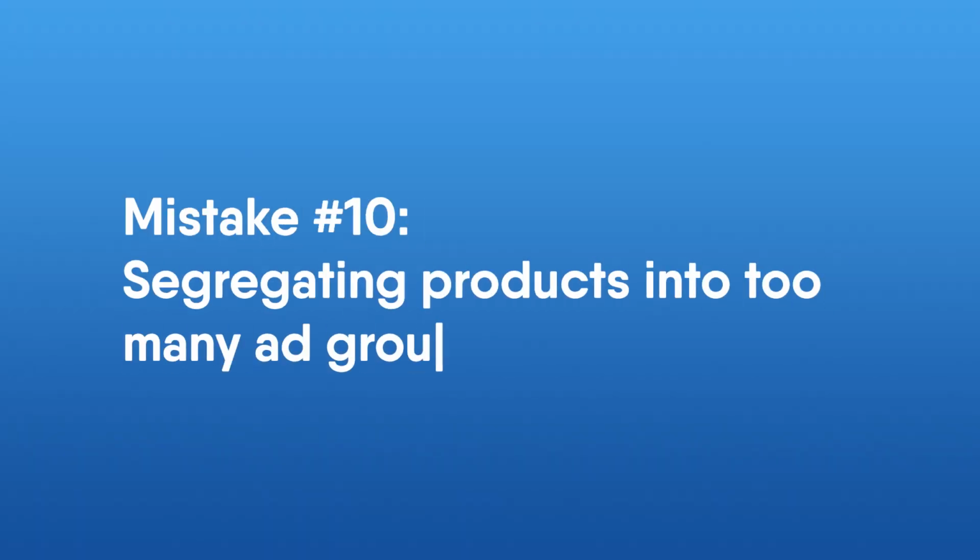Let's move on to way number 10 that I destroyed my Google Ads campaigns, and that is segregating too many products into too many ad groups and assets. Now, I'm a big believer in having different campaigns for winning products, different campaigns for losing products, maybe even niche-based campaigns, but there's a fine line between doing it the right way and going overboard, doing it for every single product.